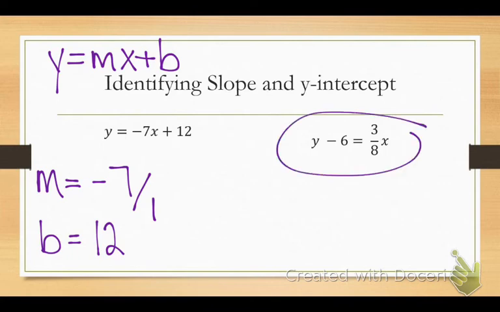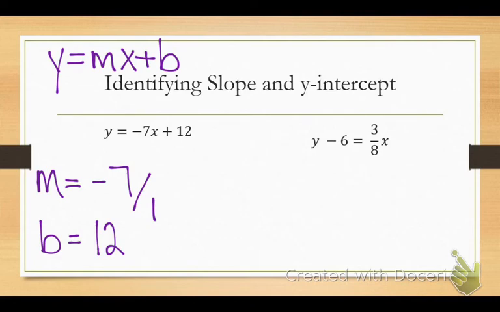Okay, let's look at the second equation. Go ahead and write that down. Y minus 6 equals 3 over 8x. Okay, very good. Now, is this in slope-intercept form? Again, that's the first thing I need to check for. No, why? Because the y is not by itself. So the first thing I need to do before I pull out my m and b is get it in slope-intercept form. All right, go ahead and do that, and then pick out m equals and b equals.